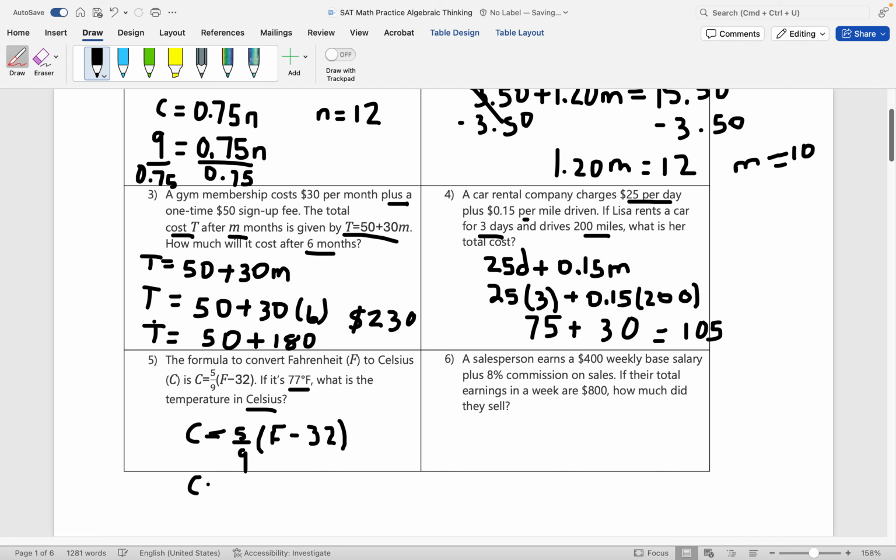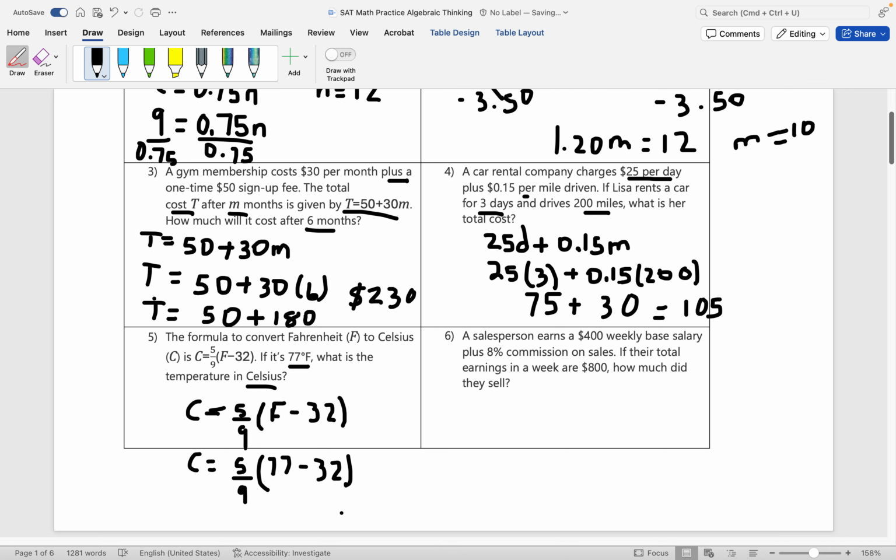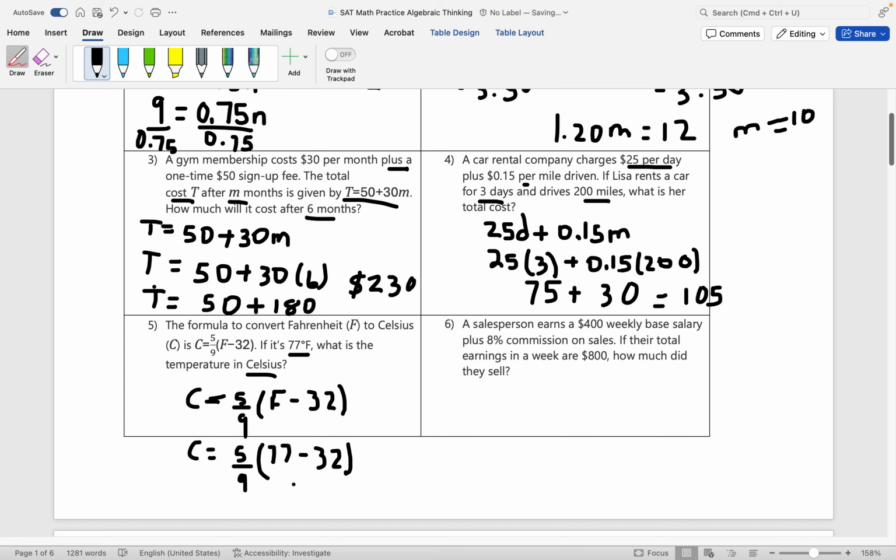So now I have the C is equal to 5/9 times, and don't worry about that fraction, I'll show you how to do it, 77 minus 32. And now I need to solve this part. And remember, order of operations said I have to go inside the parentheses first. So 77 minus 32, that gives me 45. So now I have 5/9 times 45.